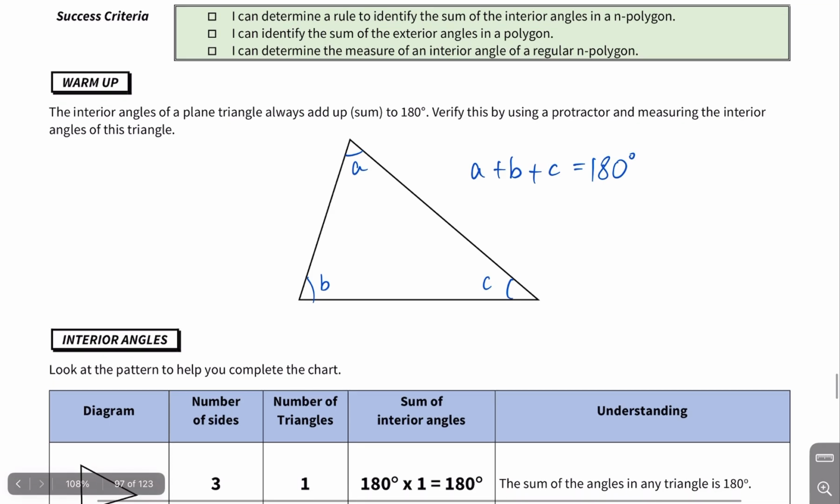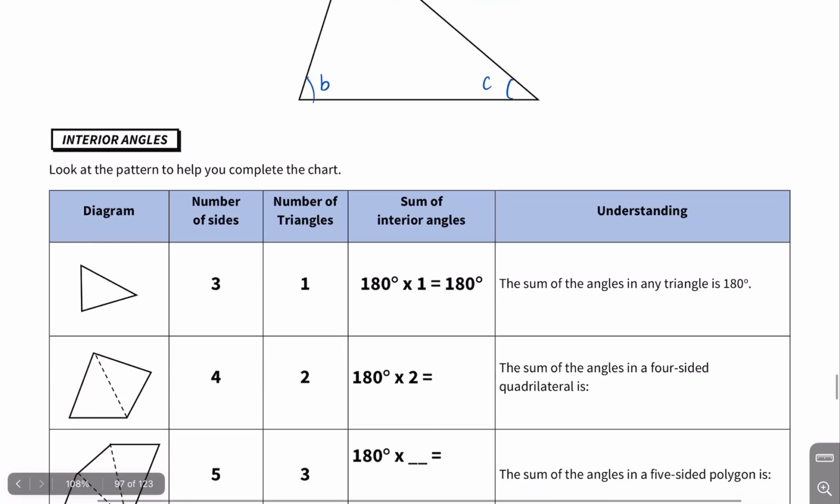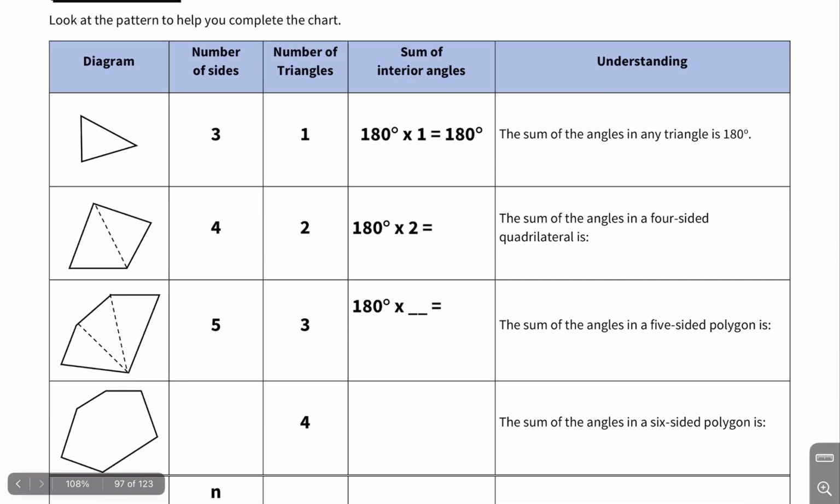And if you want to, you could take a protractor and measure the 3 angles inside the triangle on your sheet and see that they add up to 180 degrees. Okay, but what about for other shapes? What about all the interior angles, or the inside angles, of all the other shapes that exist?